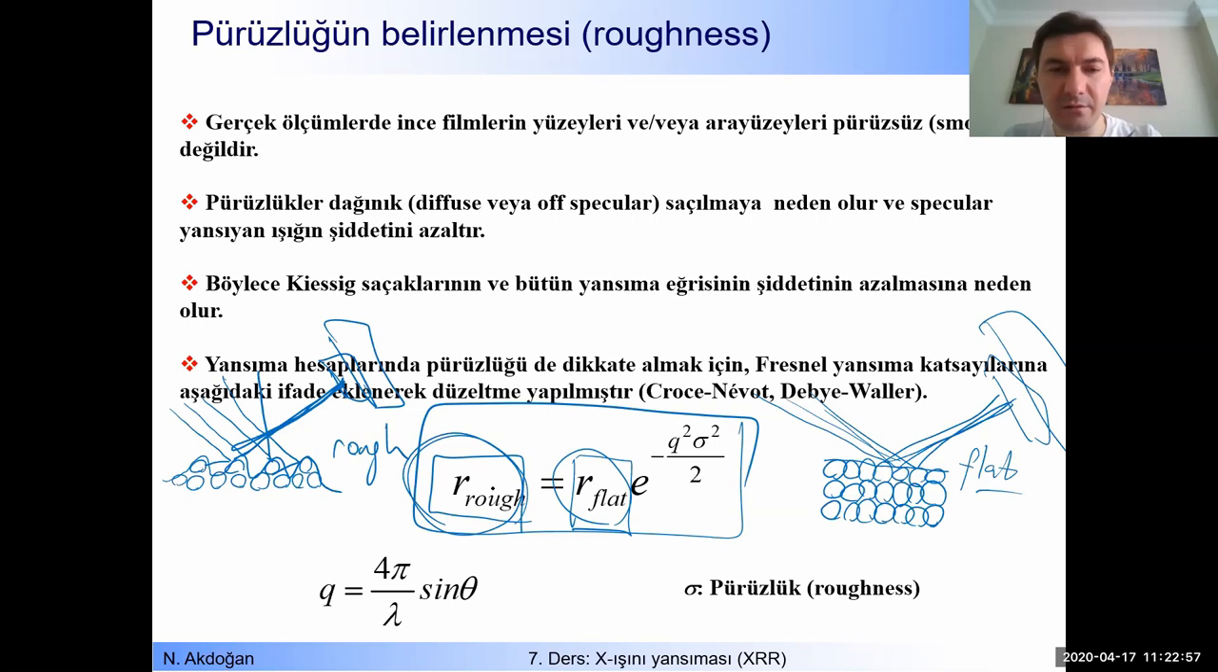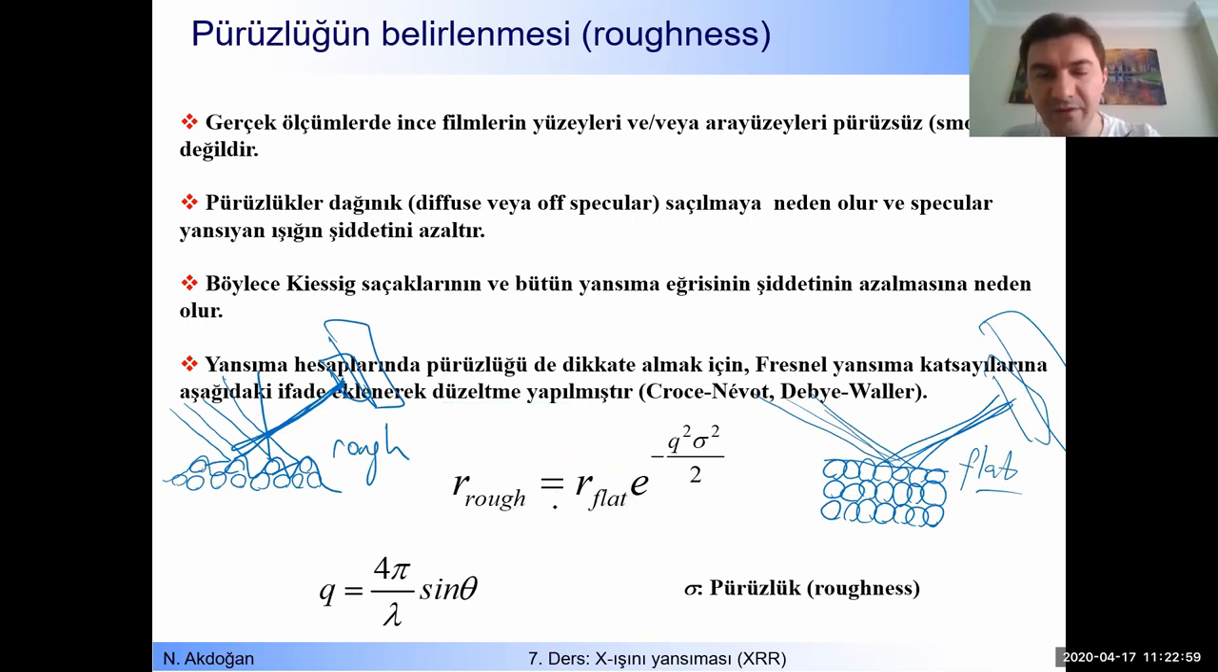Let me clear it. This is the reflection from the flat surface. This is the reflection from the rough surface. And this reflection decreases by the term e to the power of minus Q squared sigma squared over 2. What is this Q? Q is related to the angle, theta or Q, okay?